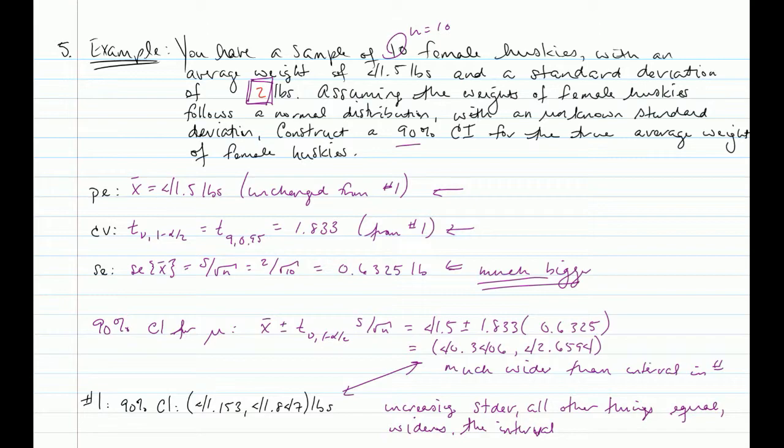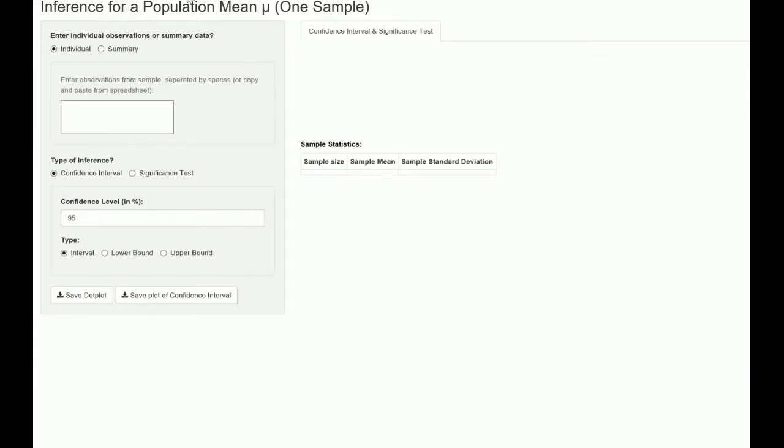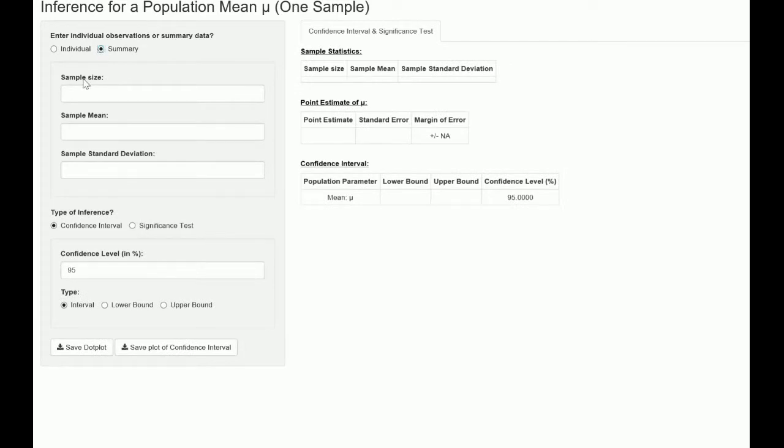Let's see what happens pictorially. So this is a really handy web app, similar to the one that we saw before in the previous video when we were doing confidence intervals for the proportion. In this web app, if you have the raw data, you can enter those individual values. So for example, if we knew those 10 weights for those 10 huskies, we could enter those data here. However, we have the summary statistics, so we're going to choose that option and enter those values ourselves.